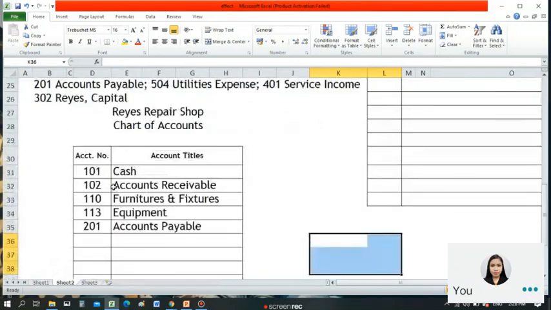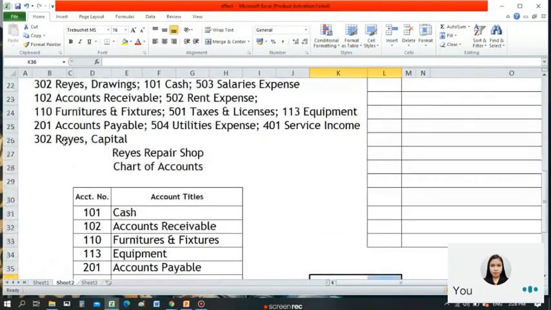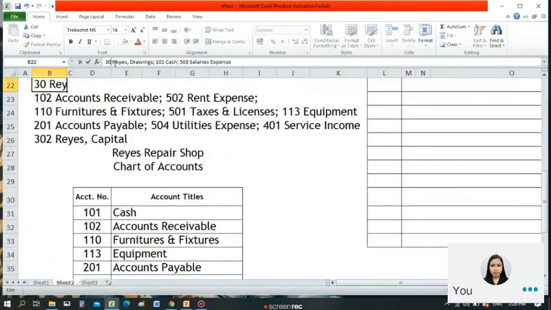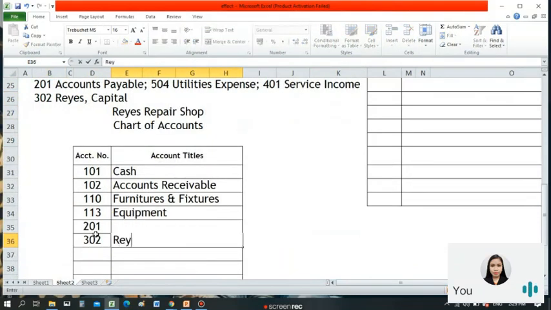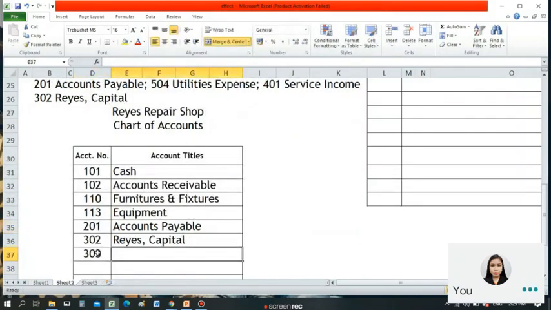So nauuna lagi si capital. Baguhin na lang natin ito. So 302 for the capital account of Mr. Reyes. So Reyes, capital, don't forget the comma. And then the 303 for Reyes, drawings.